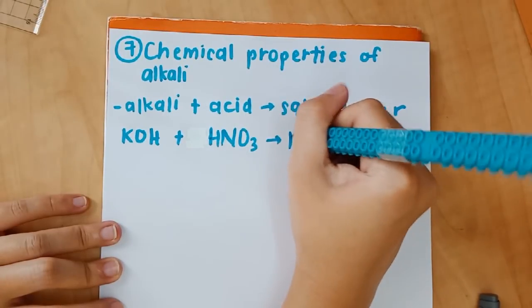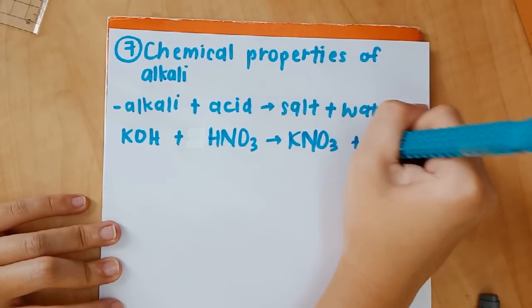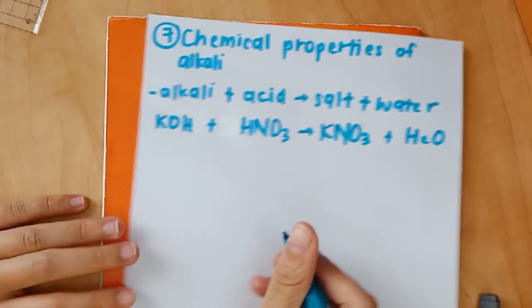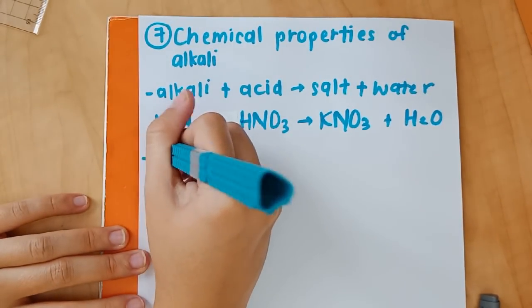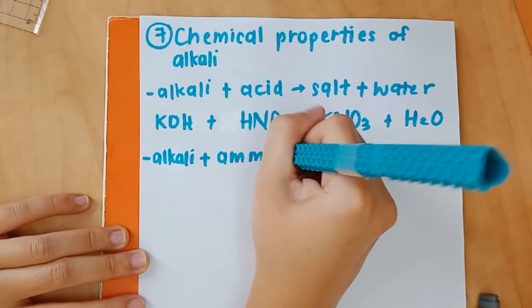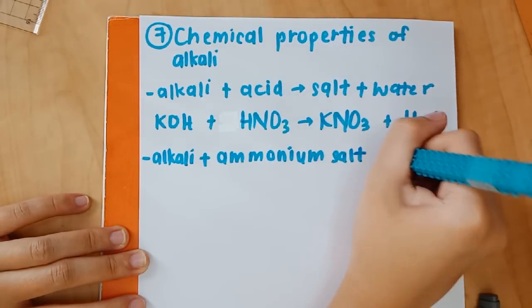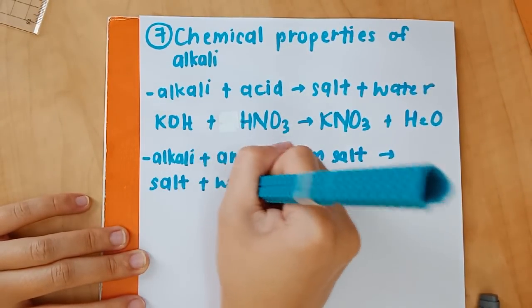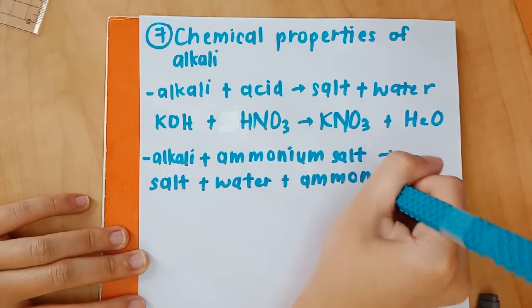The second chemical property of alkali which you need to know is that when alkali is added to ammonium salt, you will get salt and water and ammonia. And this is a bit of a complicated equation, but in case it comes out in your exam, this is what you have to do.